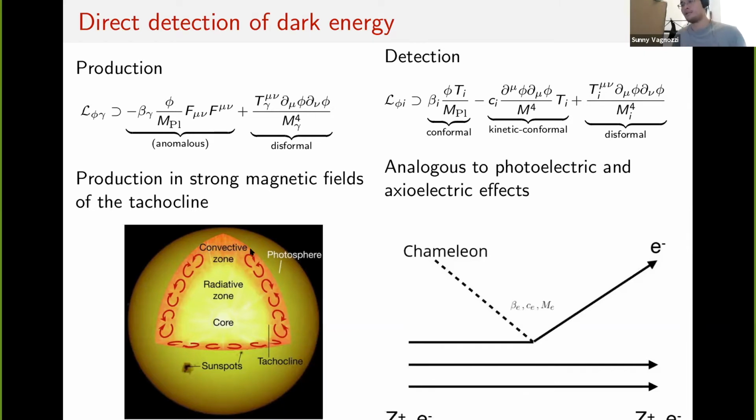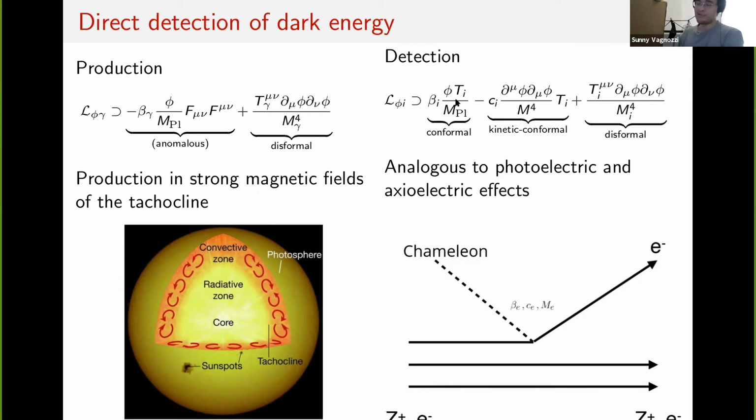One example is in the sun. Between the radiative zone, the inner zone, and the convective zone, there's a thin shell called the tachocline, where there's a very strong field, about 30 Tesla. And what happens there is you can convert photons into dark energy particles. This can then travel to Earth, and they can interact with visible matter in these big dark matter direct detection experiments. So how does this work?